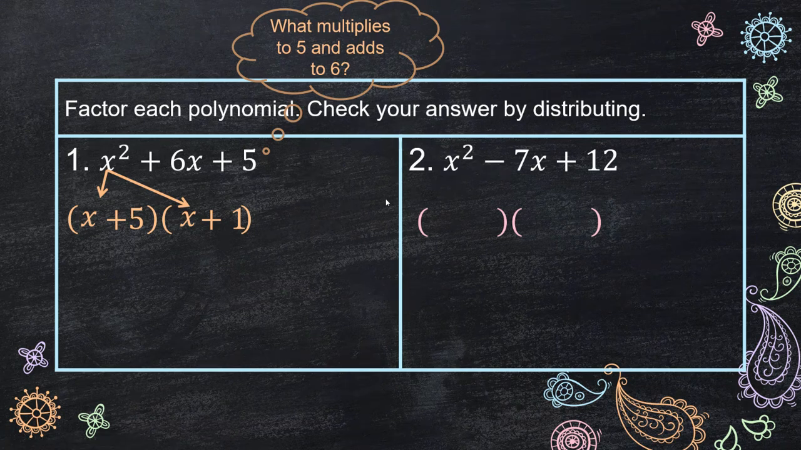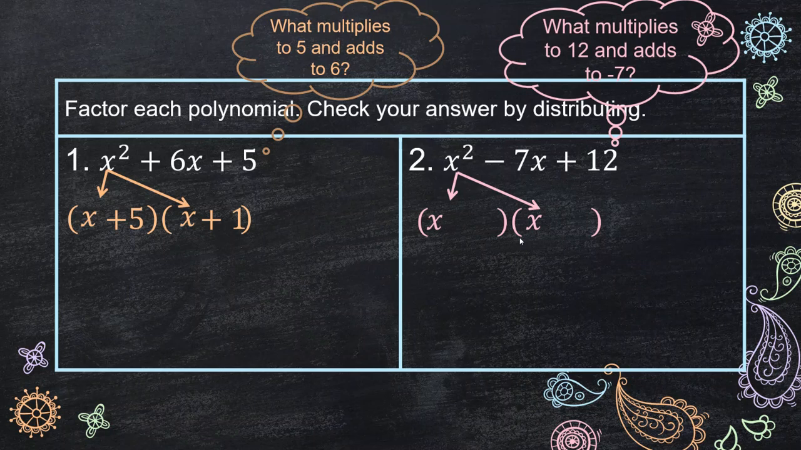Moving on. Number 2, I like to just set up my two sets of parentheses for my factors. Split up the x squared term. And I'm going to ask myself, what multiplies to 12 and adds to negative 7? Okay, so to multiply to a positive and add to a negative, both of them must be negative. And then I think about what multiplies to 12. 1 and 12, that's not going to work. 2 and 6, that's not going to work. 3 and 4, there it is. But they both have to be minus, so minus 3 and minus 4.